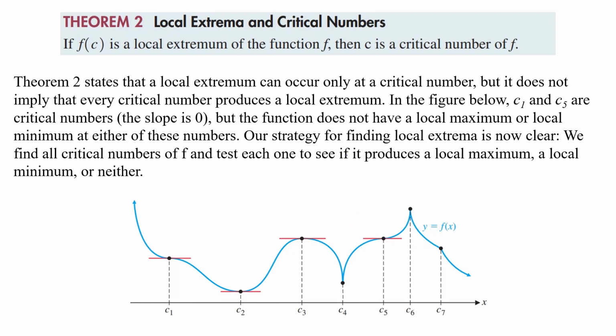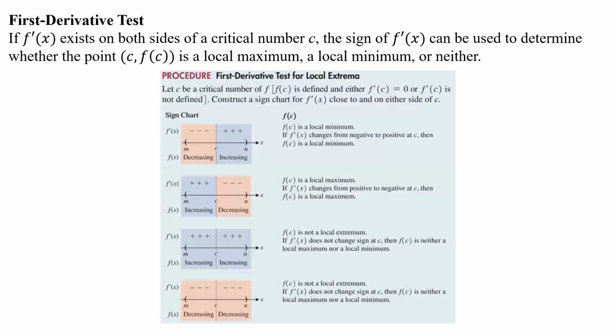Now our strategy for finding local extrema is clear. We need to find all critical numbers of f, and test each one to see if it produces a local maximum, a local minimum, or neither. So again, some of them are going to produce one or the other or neither. Now, our first derivative test is going to help us do a lot of this. If f prime of x, the derivative of f of x, exists on both sides of a critical number c, then the sign of f prime of x can be used to determine whether the point c, f of c is a local max or a local min or neither.